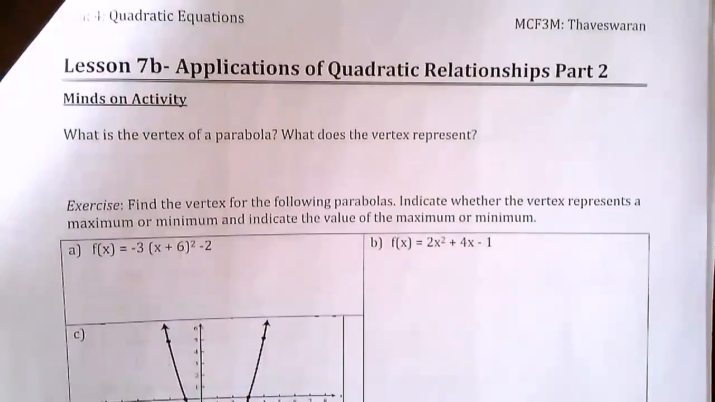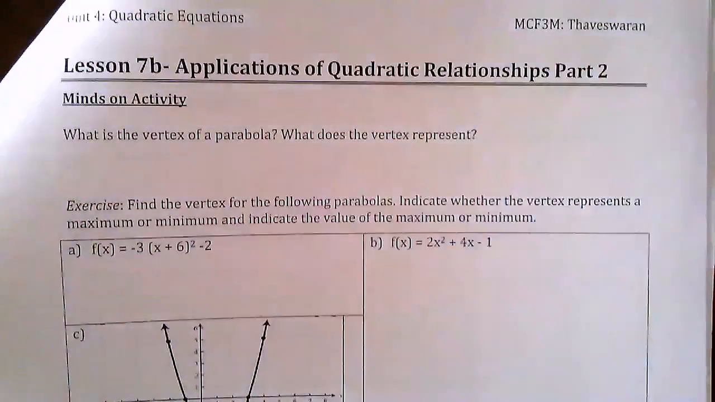So we've done quadratic relationships. We've seen the quadratic function being used to model several different situations. We're going to continue on with some of these scenarios, but today focus on the vertex, or the max or min values. So what is the vertex of a parabola, and what does the vertex actually represent?